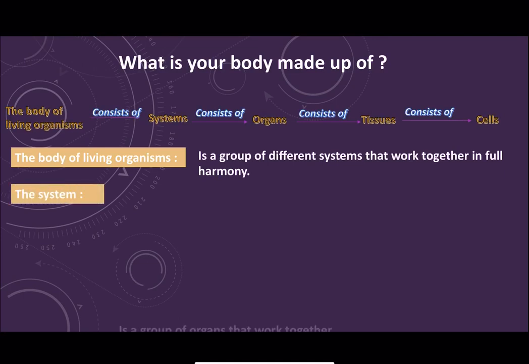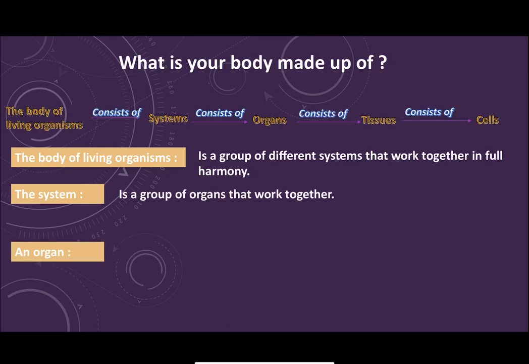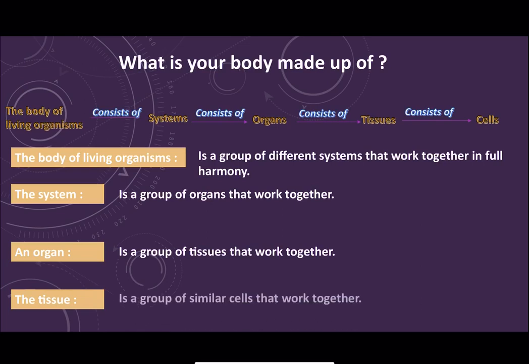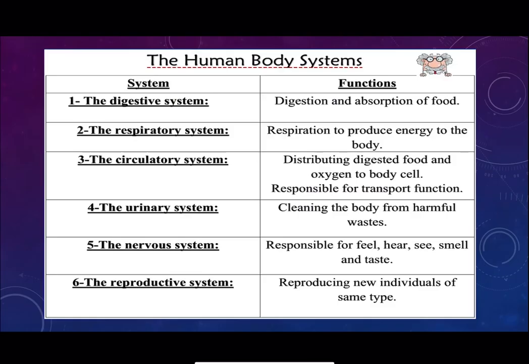The system is a group of organs that work together. An organ is a group of tissues that work together. The tissue is a group of similar cells that work together. Okay? In the last slide, we defined the body of living organisms by saying it's a group of different systems that work together. What are these systems?